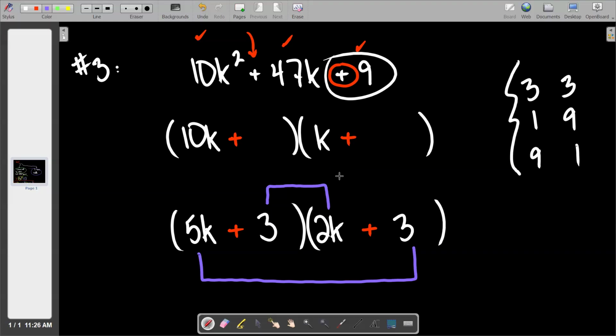It's all about the purples. What do the outside purples make? 15K. What do the inside purples make? 6K. And what's 15 plus 6? 21, which is not what we wanted. So, we don't get all upset about it. We just go, no big deal. Let's just try again. Try something else. We can do 1 and 9. We can do 1.